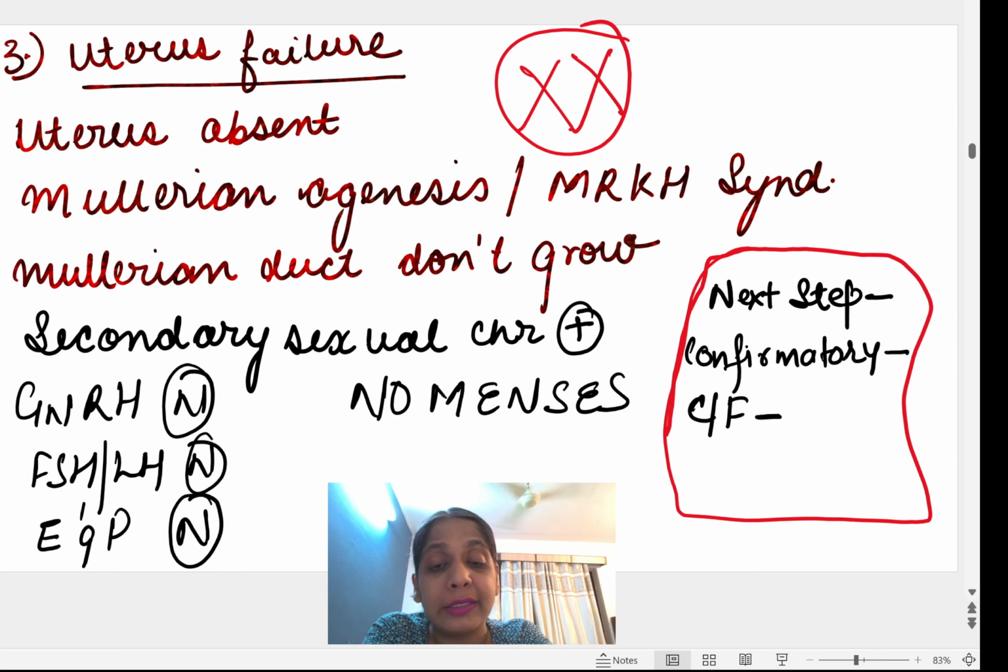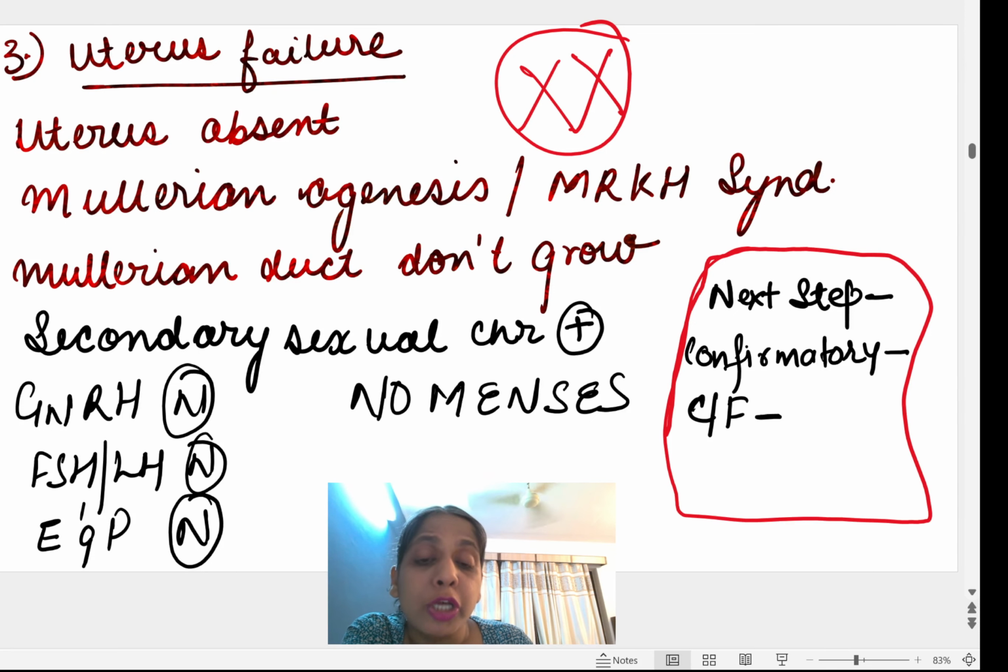The ovary is functioning. These patients do have their own eggs, so we will go for surrogacy. Surrogacy is a treatment.